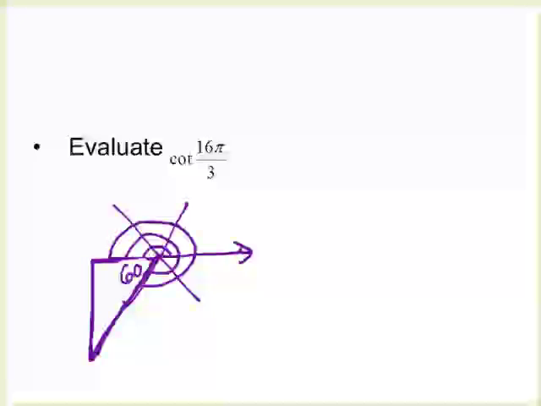In our 30, 60, 90, across from the 30 is 1, hypotenuse 2, and across from the 60 is the square root of 3. Anything need to be negative here? If so, what? The 1. Anything else? And the square root of 3. They both do. Left and down needs to be negative.